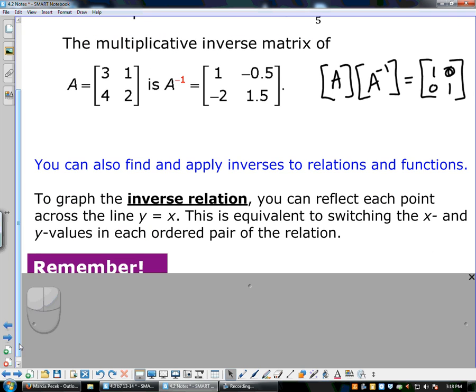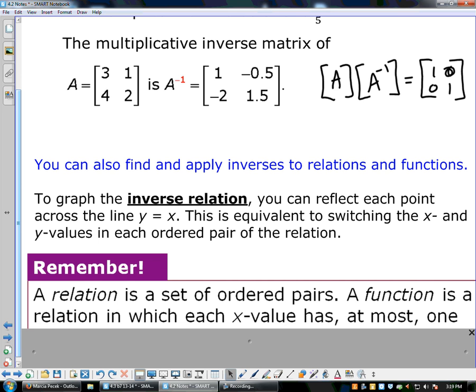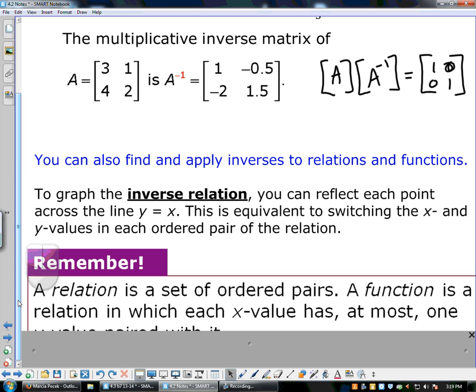We can also find inverses and apply them to relations and functions. So to graph the inverse relation, you can reflect each point of your relation across the line y equals x. That's just like switching the x and y values in each of the ordered pairs of the relation.